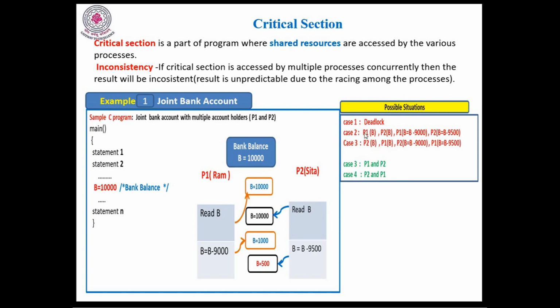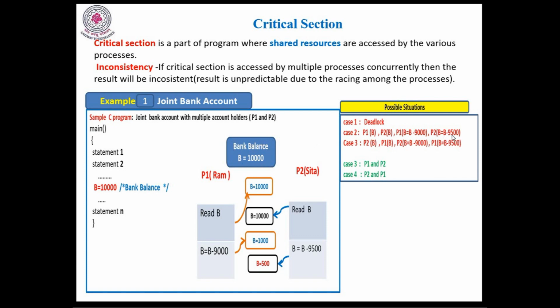Case 2, let us see: either P1 next to P1B, P2B, and P1B next to P2B evaluation. By this sequence, we are able to withdraw more than the available balance. That is, 9,000 and 9,500, that means 18,500. Case 2 and case 3 both give an inconsistent result. With the help of case 2 and case 3, I am withdrawing more than the available balance.